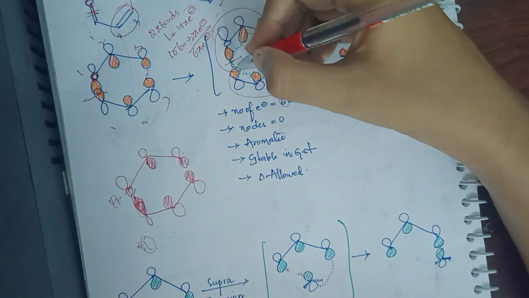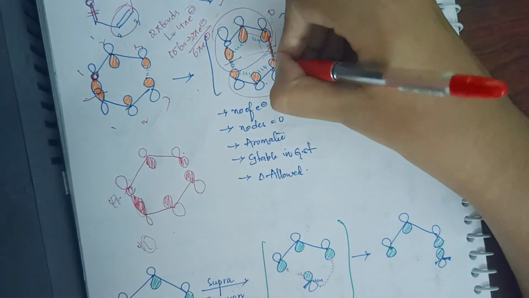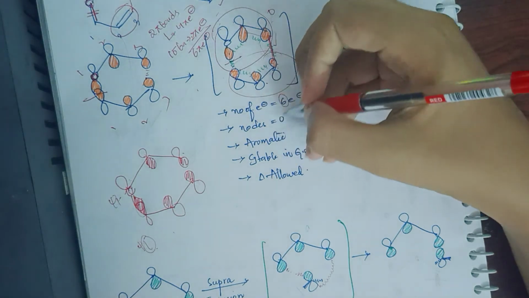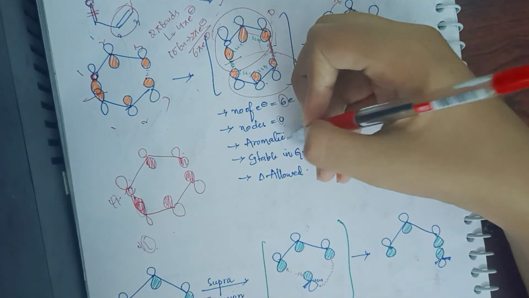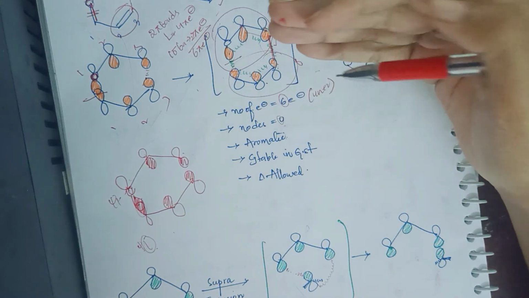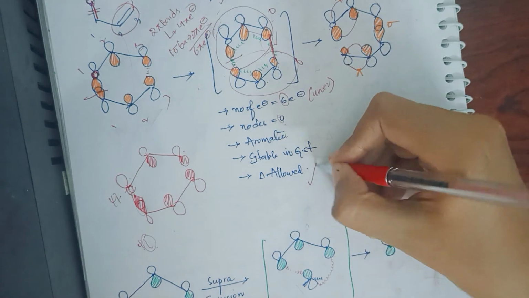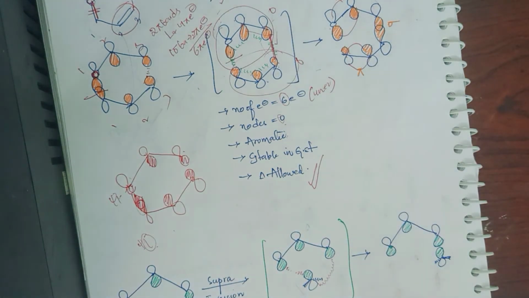During the addition, if any node is formed, you check: bonding is overlapped with bonding only. Here also bonding is overlapped with bonding only. So the number of nodes is 0. It is an aromatic transition state. As it is aromatic, 4n plus 2 with even nodes is aromatic. Aromatic means it will be stable in the ground state and it is thermally allowed. That's the reason Cope and Claisen rearrangements are thermally allowed reactions.